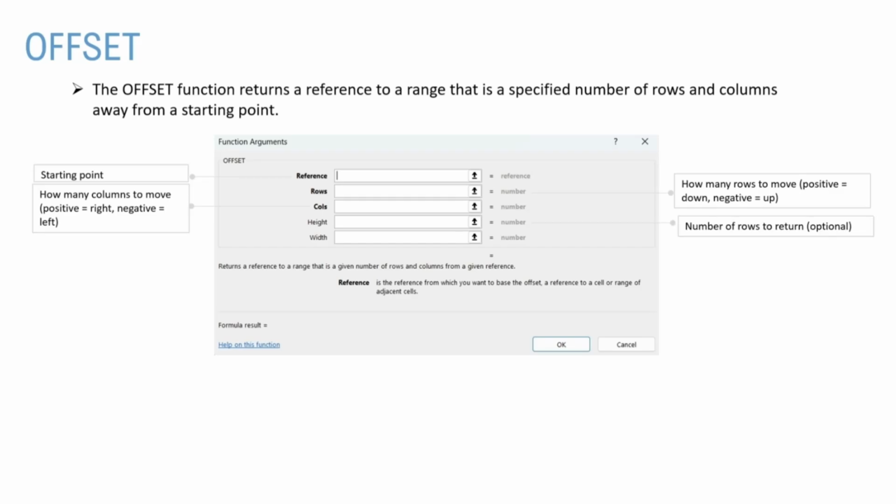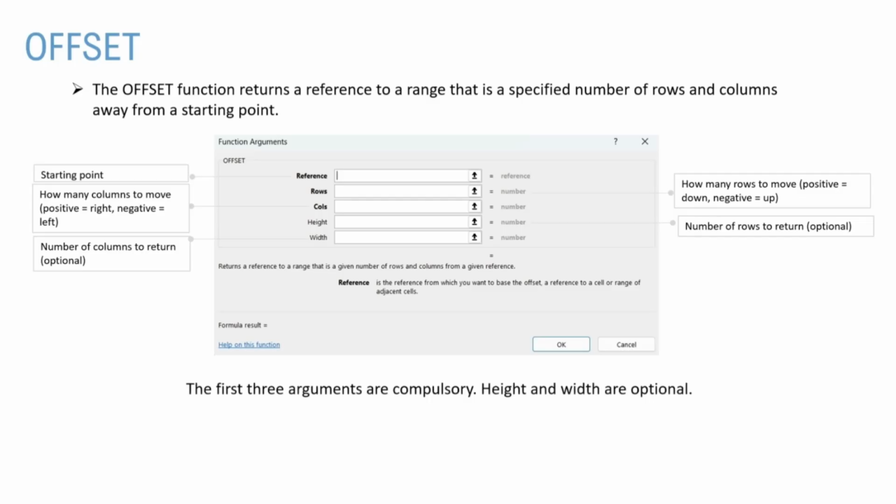Height is the number of rows to return. This is an optional input. And width is the number of columns to return. This is also an optional input. Let us understand how we can use the OFFSET function with the help of a couple of examples.